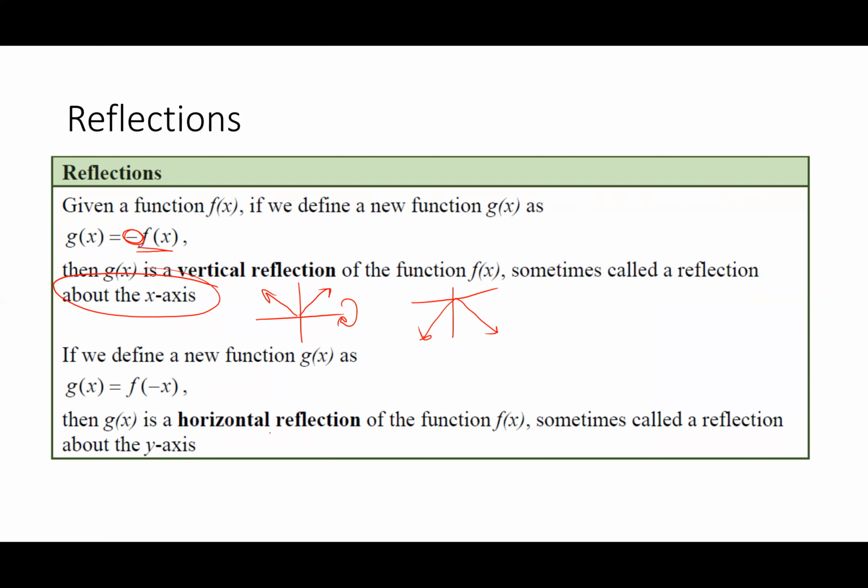Next, we have the horizontal reflection. That's going to be a reflection about the y-axis. A really great example of this would be a square root function. So here's my square root function. If I reflect this thing about the y-axis, it's going to look like this. Okay. The way that that happens is by negating the x value as the input of the function.